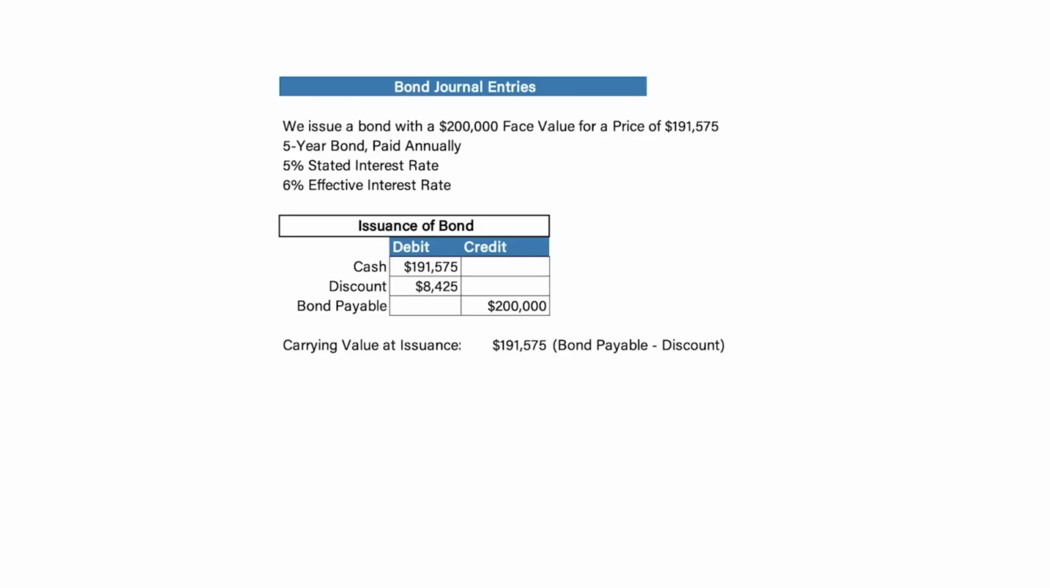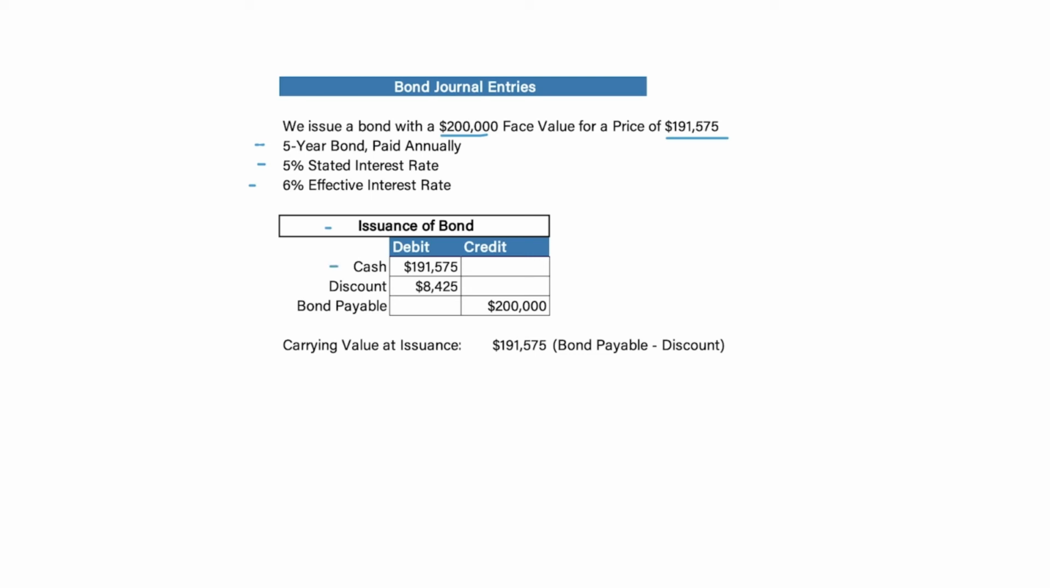So now let's consider a bond example and go through all the journal entries throughout its entire life. We issue a bond with a 200,000 face value for a price of 191,575. So we will have a discount. It's a 5-year bond paid annually, 5% stated rate to determine the interest payments, and 6% effective rate to determine the present value. So then what's the entry at the issuance of the bond?